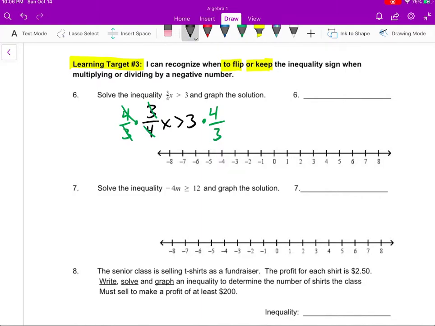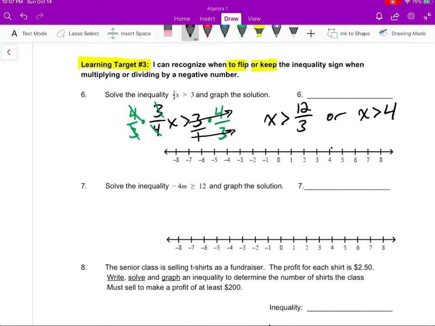And to multiply 3 by 4 over 3, I'm going to think 3 over 1. Alright, and then I'm going to multiply straight across, which is nice about fractions. So I'll be left with x is greater than 12 over 3. And 12 divided by 3 of course simplifies down to 4. So I get x is greater than 4. So not equal to 4, but any numbers that are greater than 4.